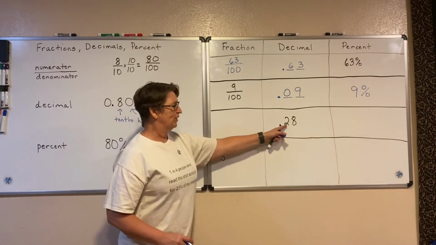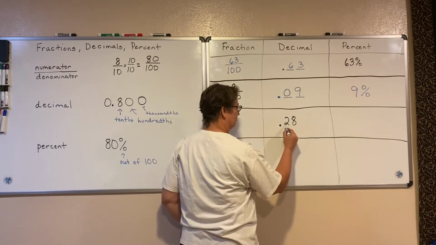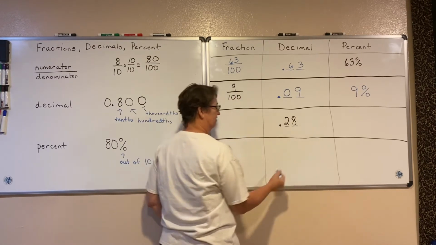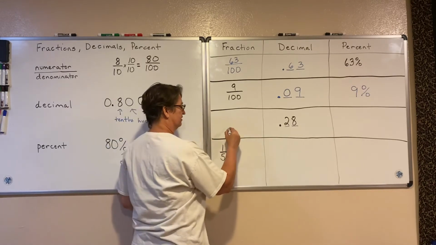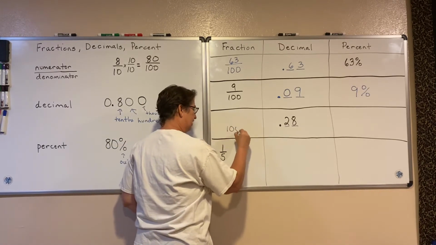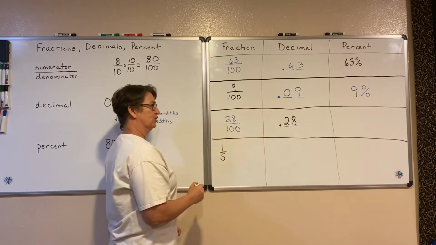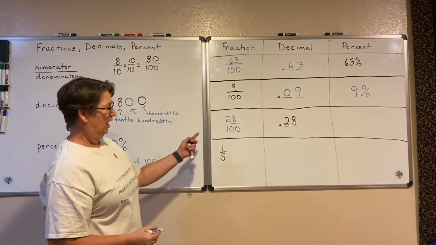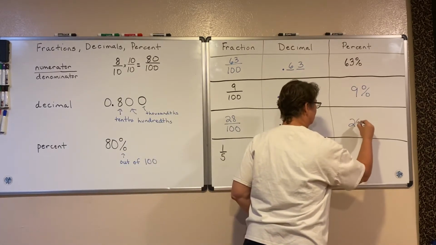Here I have 28 hundredths. Notice it goes out to the hundredths place. Here's my tenths place, my hundredths place. So I could rewrite that as a fraction. It's in the hundredths place, and then 28 out of 100. I can write it as a percent because it's out of the hundredths place. It's just 28%.